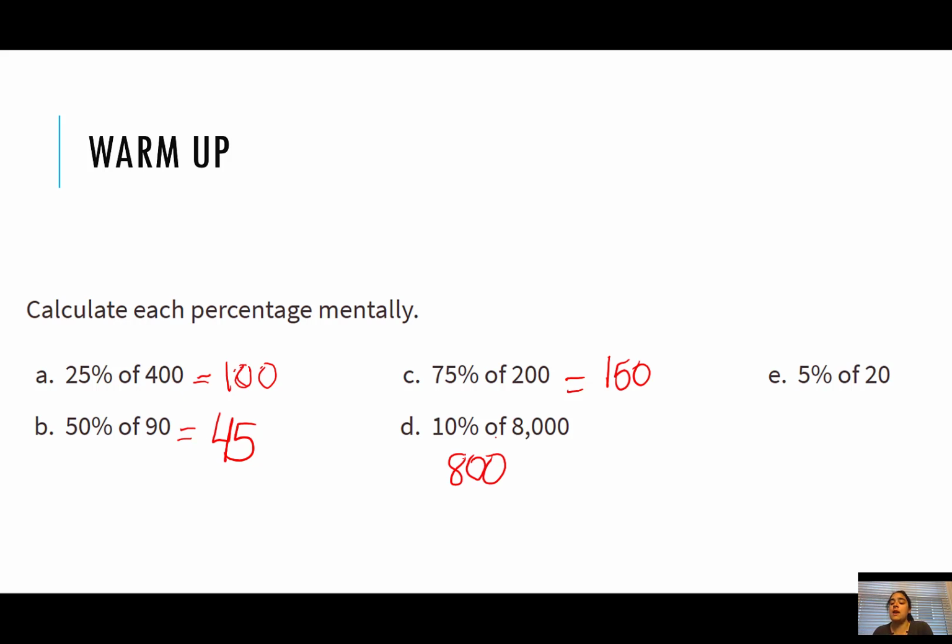This last one is a little tricky. 5% of 20. We know 50% of 20 is 10, that's half. 25% of 20 would be 5. So then 5% would be 1. Think about the strategies you can use in your head, because these are percentage problems. You don't need to use double number lines or ratio tables. You can, but you should be able to do them mentally.